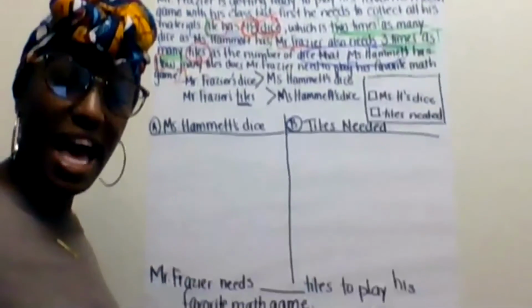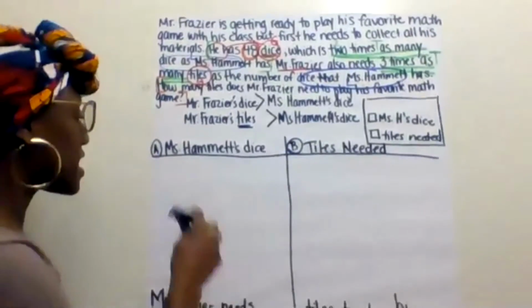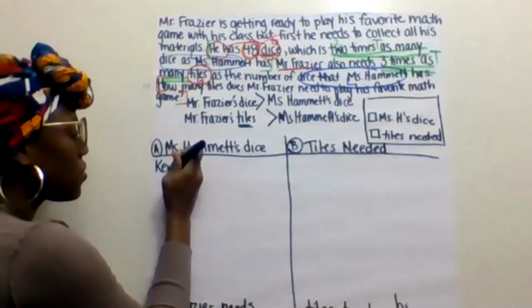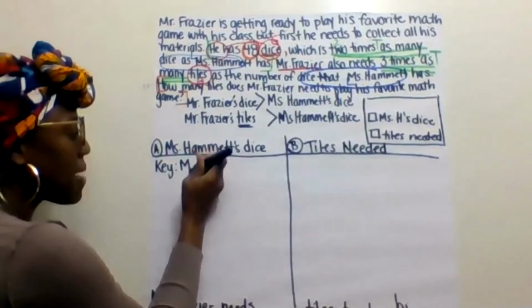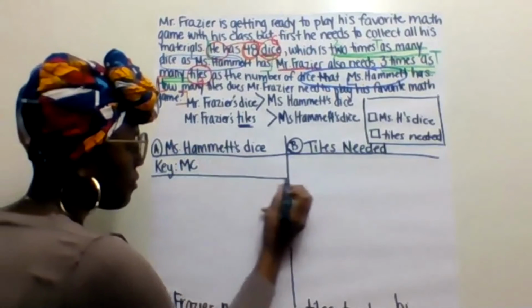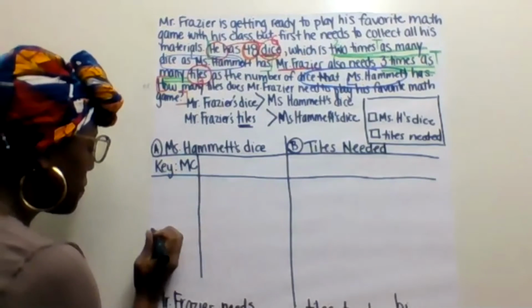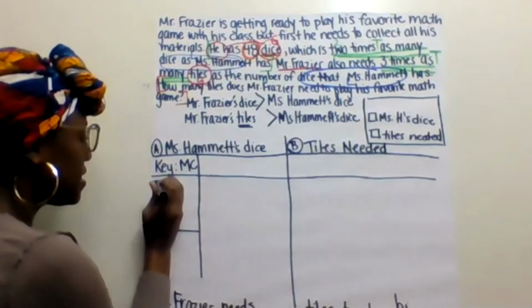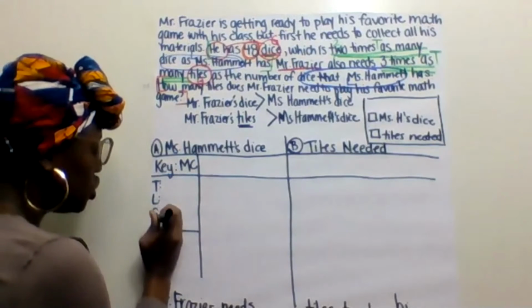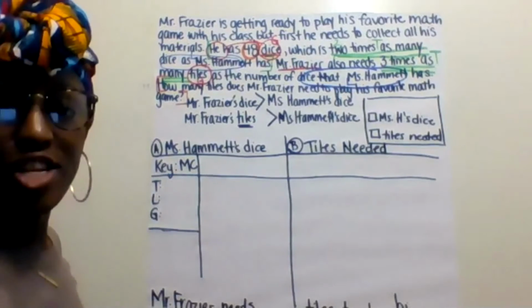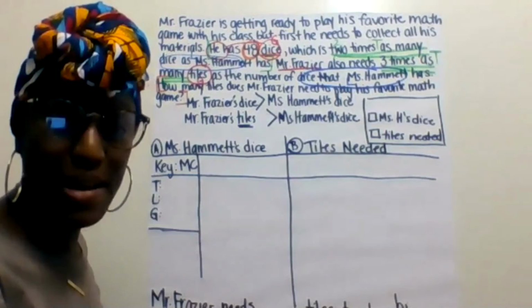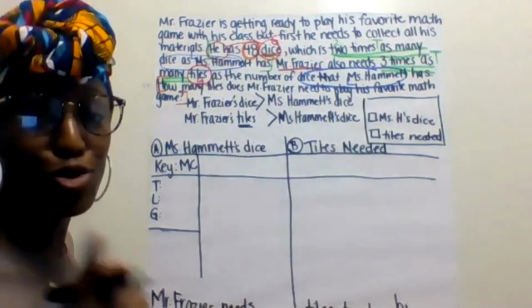Excellent. So now that we have our steps, let's go ahead and start to create our keys. So we know from the actions in the story problem, we are talking about multiplicative comparison for our first key. T, L, G. You did so well with telling me this the last time. I didn't even need to ask you because I know you know.